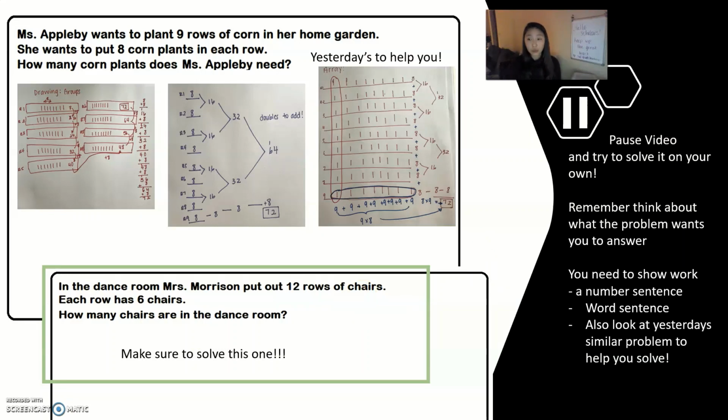Remember, you need to think about what the problem wants you to answer. You need a number sentence, a word sentence, and you can look back at yesterday's work. So take out a piece of paper, and even if you're done with it, I want you to check it over. Alright, let's get going.